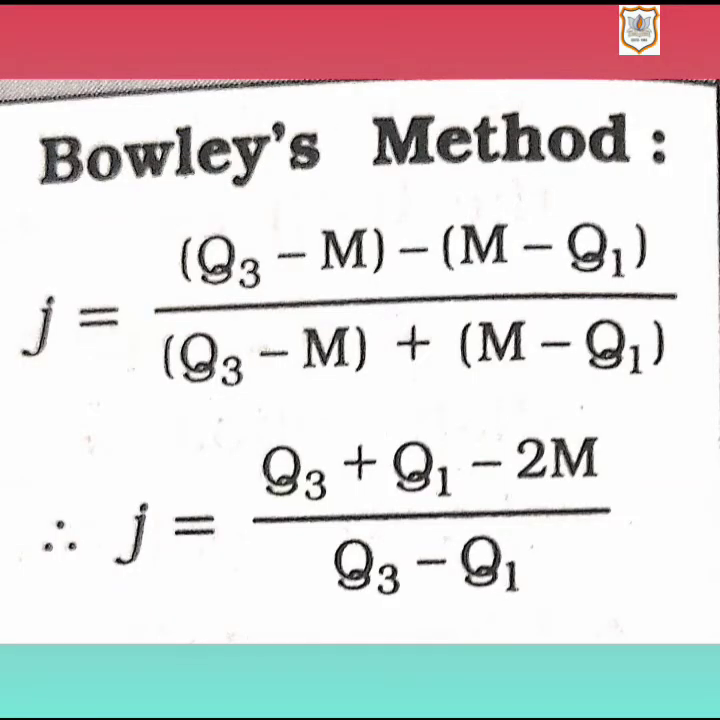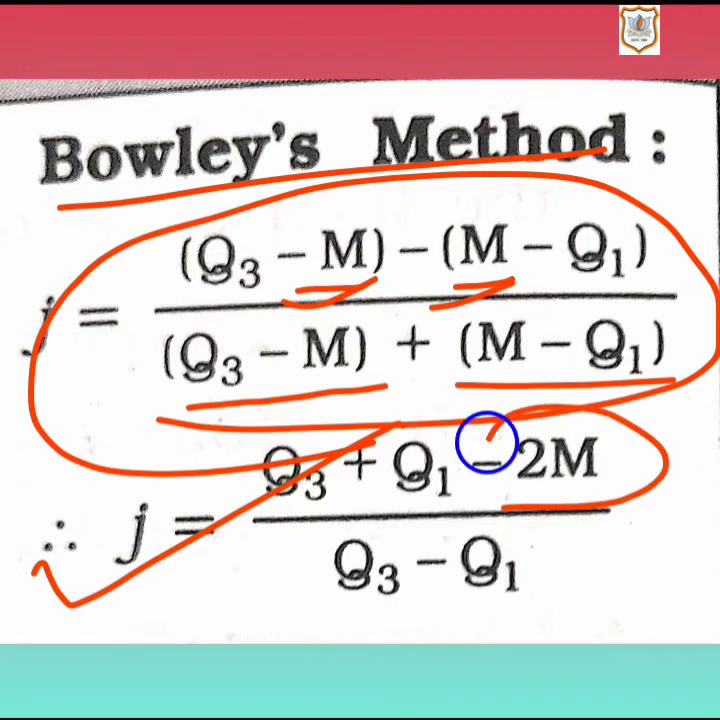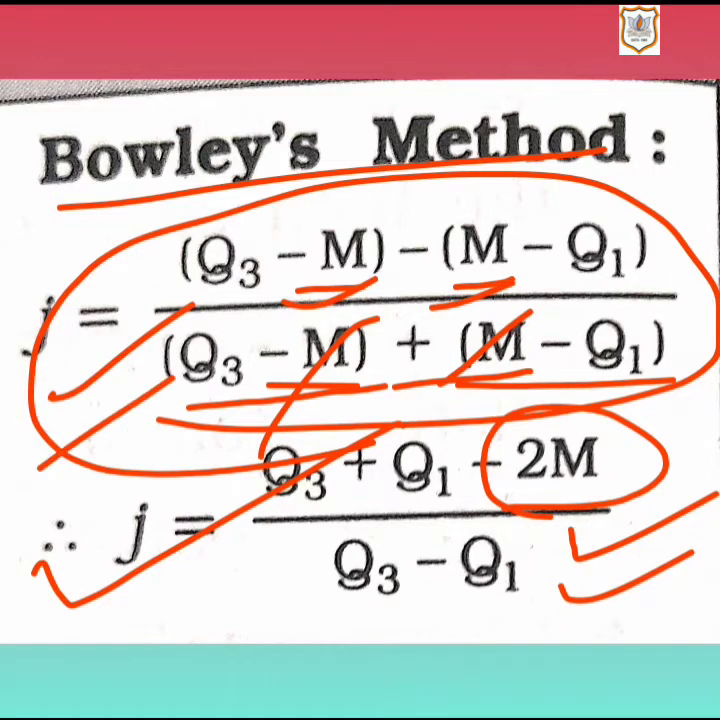Here you can see Bowley's method formula. This coefficient of skewness has been derived from this, that is J is equal to Q3 minus m minus Q1, upon Q3 minus m plus m minus Q1. M means Q2. If we open the brackets, this negative m and this negative m will become minus 2m. And in the denominator, this negative m and this positive m will be cancelled. So this formula has been derived from this.